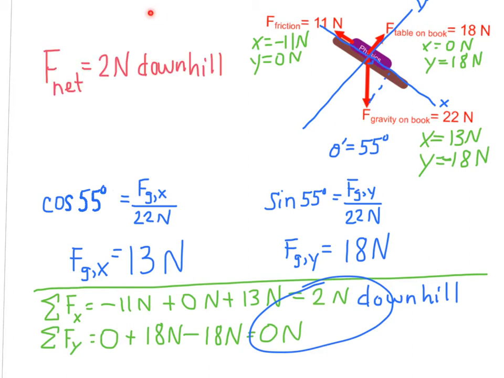I'm just going to rewrite this here as our answer, our net force that we've determined is 2 newtons downhill. Then will this physics book slide? Yes, it will, because we have 2 newtons of force being exerted in that direction. That is our overall net force that we've added up, so the physics book will slide down that table.